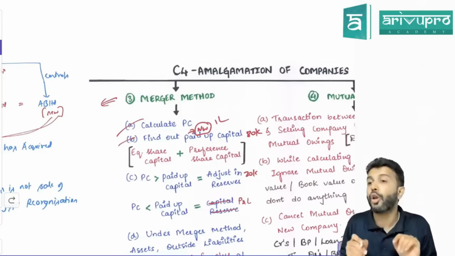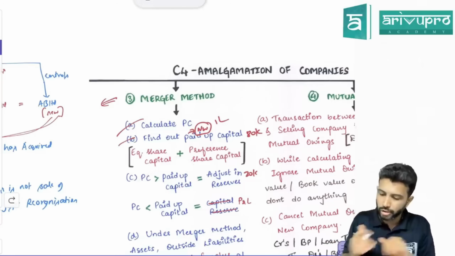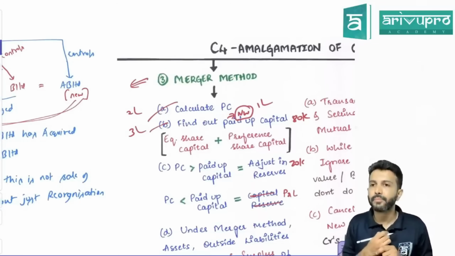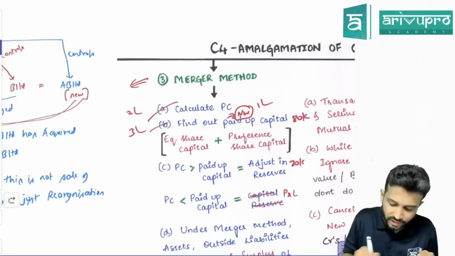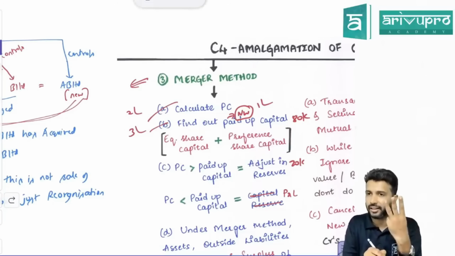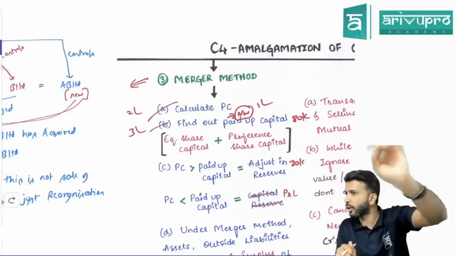Fine. This is the case of loss, if PC is greater than paid up capital. It could be the other way around also. Suppose PC is 2 lakh and paid up capital is 3 lakh. So the worth of the selling company is 3 lakh. Paid up capital is 3 lakh means here that only we are thinking as net worth and doing the calculation.